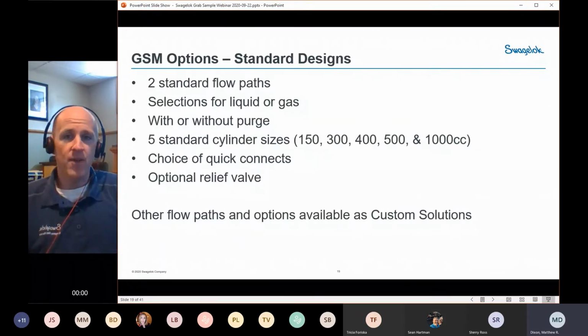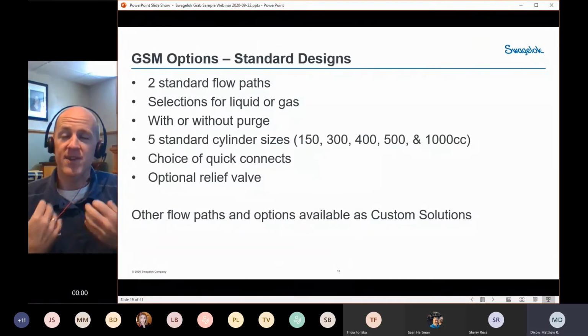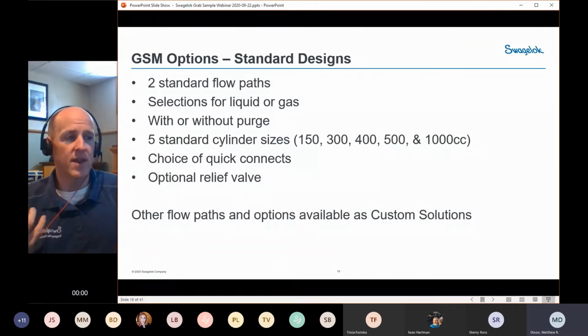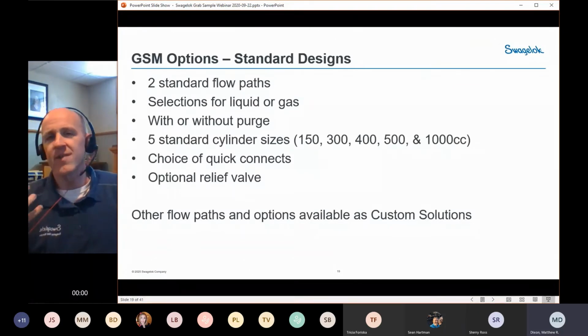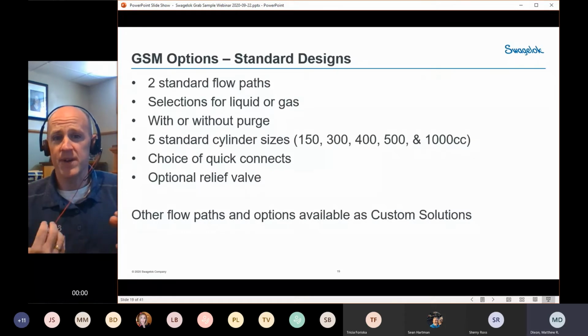Got different cylinder sizes that are available, different styles of quick connects, optional relief valves, lots of different options that we have here. And of course, we have the ability through our custom solutions department back at the factory and also locally at Swagelok, Indiana, Cincinnati, to be able to customize these in any way that you might want.